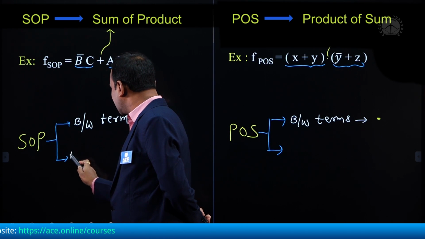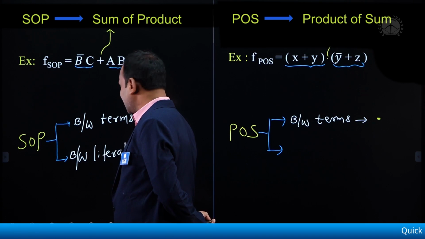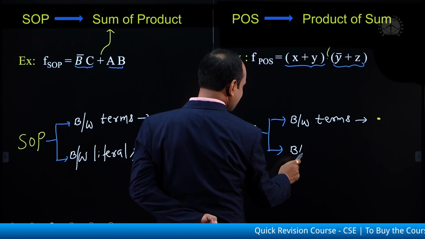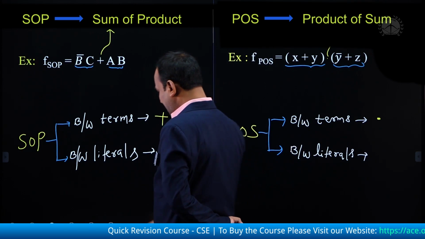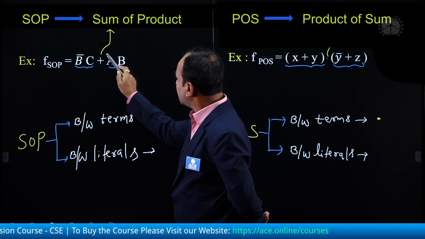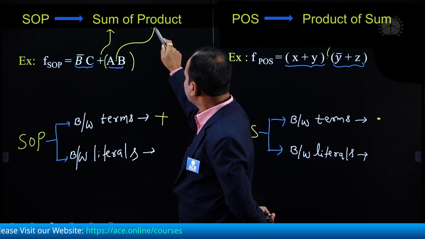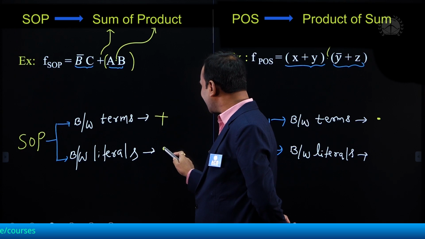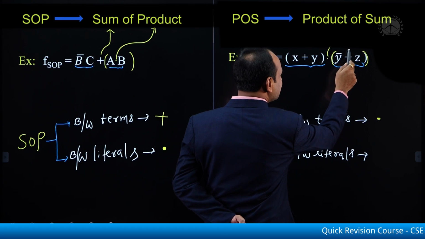Now between literals, what is the symbol here? Now between literals. Come on, tell me, respond. This is one literal. Within the term, between the literals, what is the operator? Come on, product. Within the term, between the literals, product. So I am writing product here.